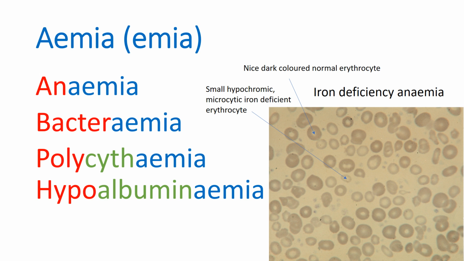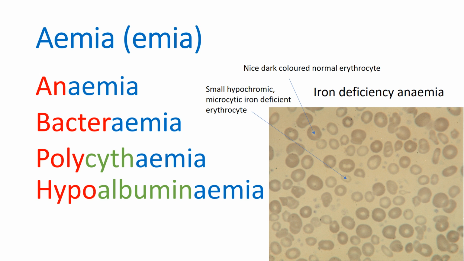So the first word we see there, anemia. The prefix an actually means without. So anemia means literally without blood. In actual fact, anemia is a reduced oxygen carrying capacity of the blood, often associated with a low hemoglobin level.